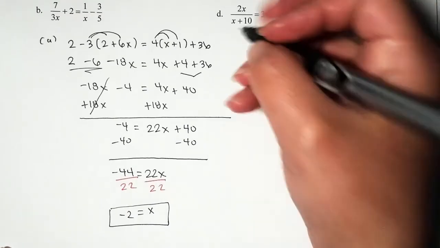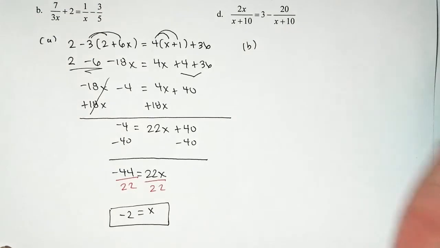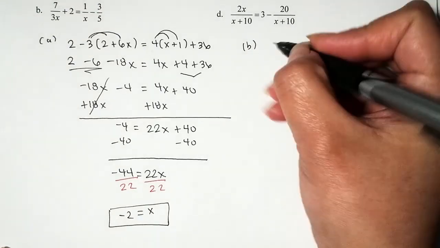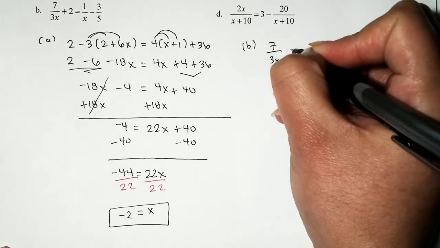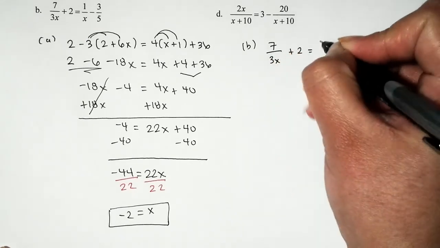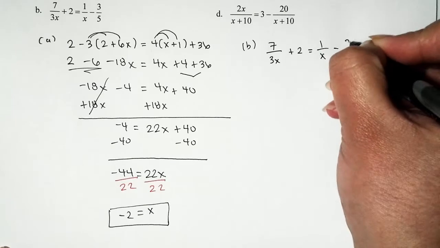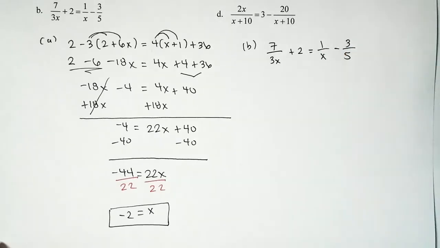Let's go ahead and knock out the next problem. Problem B: we have 7 over 3x plus 2 is equal to 1 over x minus 3/5. So in this case, we have a rational equation, or an equation that has fractions.